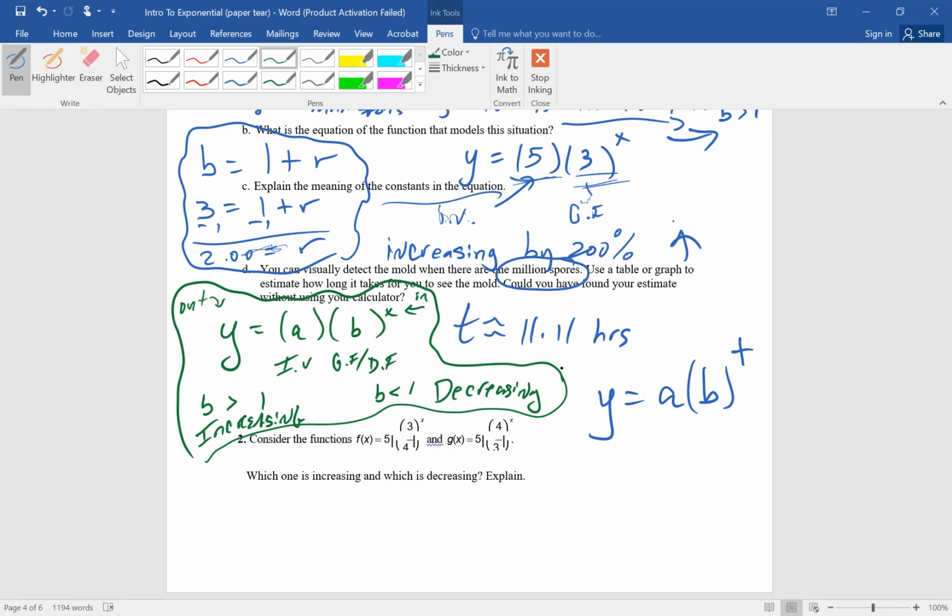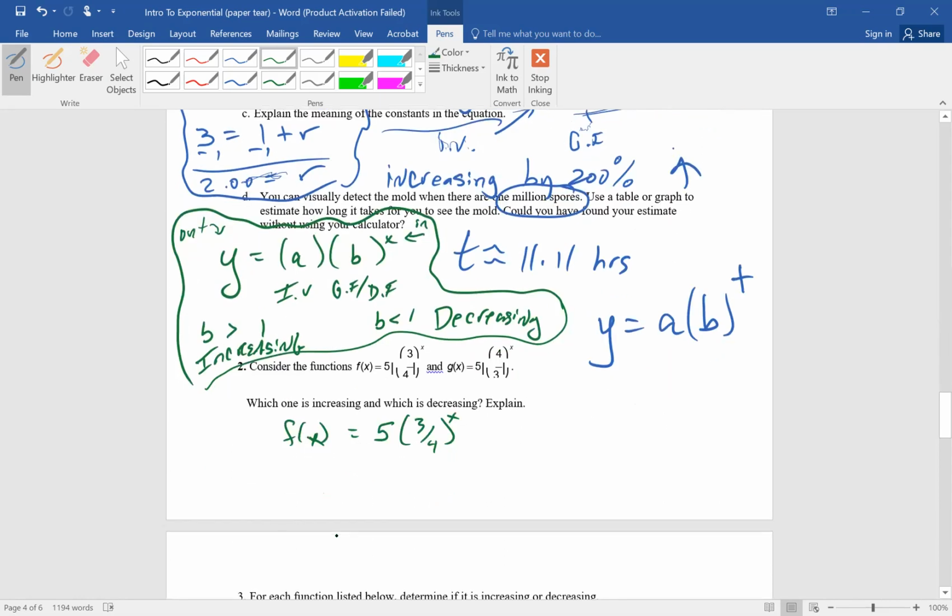So going forward, for instance, you're going to have 5 to the 3/4 x, and that's going to be f of x. And the question is going to become, is this function increasing or decreasing? Now, if we put this into a calculator, and we'll get practice with that later, that's 5 times 0.75 to the x. Here, b is less than 1, so it's going to be decreasing. And you could do this for every one of these examples.